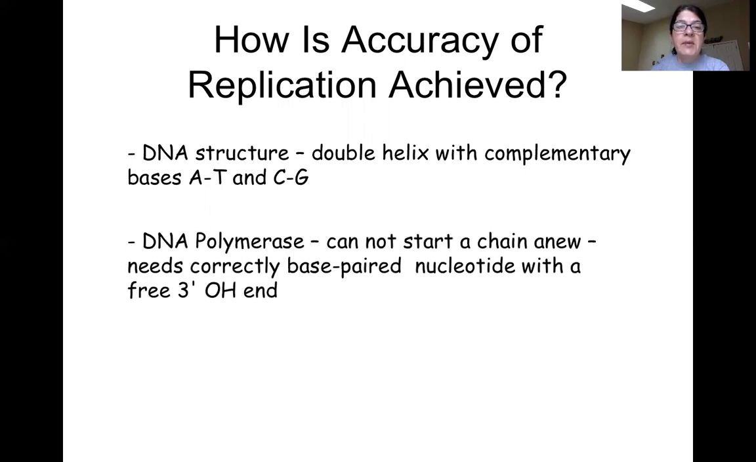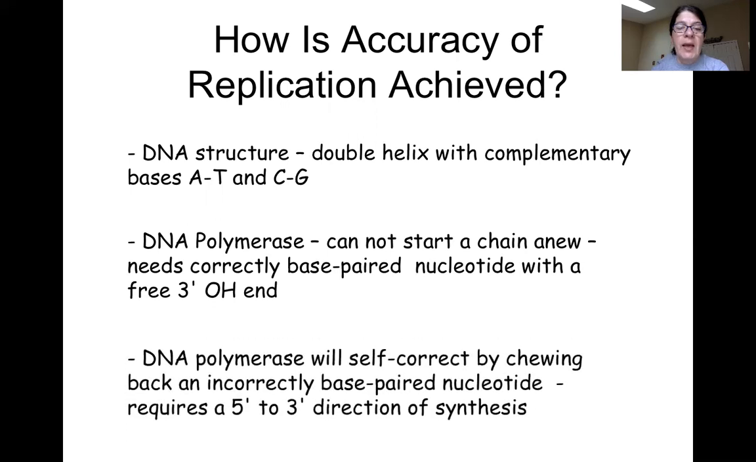The fact that DNA polymerase cannot start a chain from scratch. It needs a correctly base paired nucleotide with a free 3' hydroxyl end. And the fact that DNA polymerase has the ability to correct itself, really. It can go backwards, it can self-correct by chewing back incorrectly base paired nucleotides and then replace them with correctly inserted nucleotides.